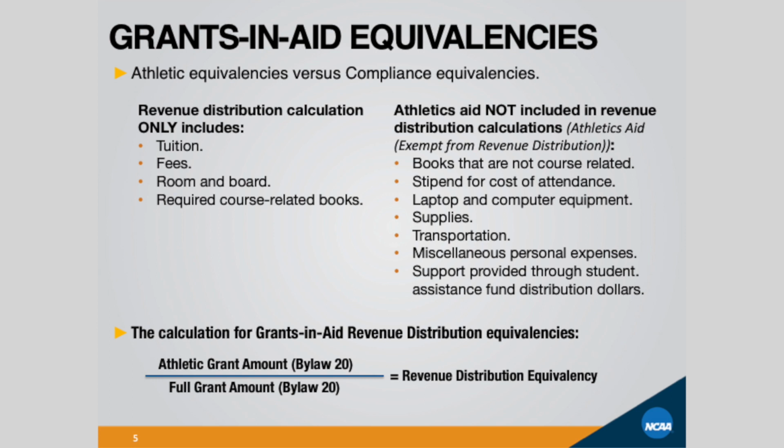For Grants and Aid revenue distribution purposes, only tuition, fees, room, board, and required course-related books should be used in the athletic grant amount. Also, for Grants and Aid revenue distribution purposes, only tuition, fees, room, board, and required course-related books should be used in the full grant amount. The athletic grant amount divided by the full grant amount gives you the Grants and Aid revenue distribution equivalency. If you have any questions about equivalencies, please use the Request Self-Reports online system located within the NCAA My Apps to submit questions.